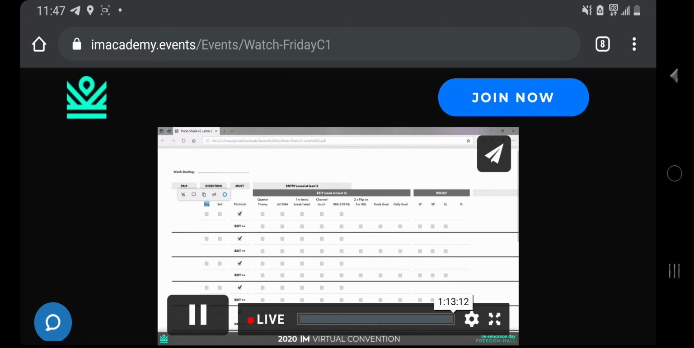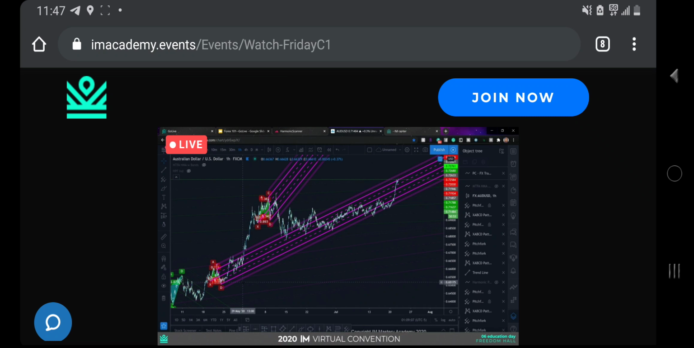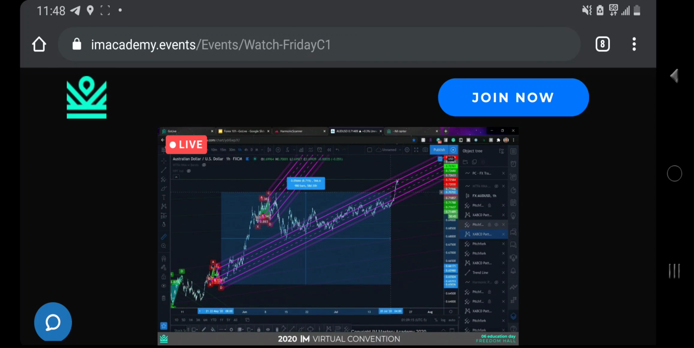Every confirmation can only tell you one of two things. It's either going to tell you to buy or it is going to tell you to sell. You can see we have a list of confirmations here: pitchforks, quarter theory, 62 EMA, channels, and fibs. These are our main confirmations to show you how you can read the story that the forex market is telling you.